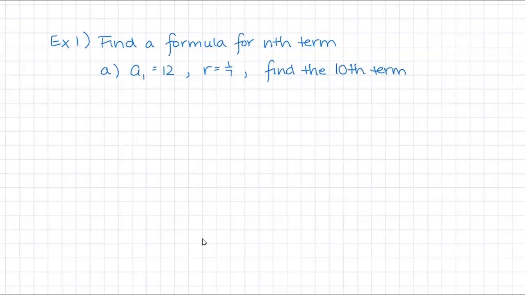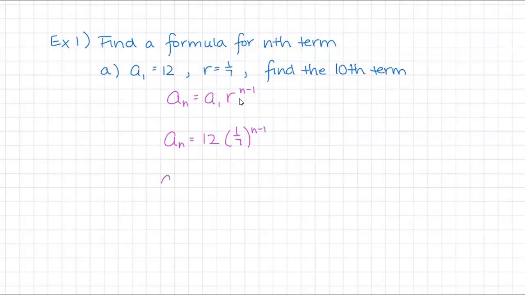All right, this one's not so bad. Remember, we have a formula. The formula for the nth term is a sub n equals a sub 1 times r to the n minus 1. You just plug in. We're given everything we need. We know a sub 1. We know r. So the general rule for the nth term is the first term times r to the power of n minus 1. And there we go. There's our formula.